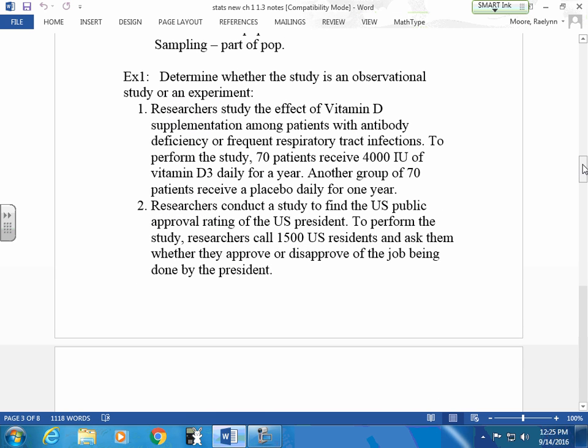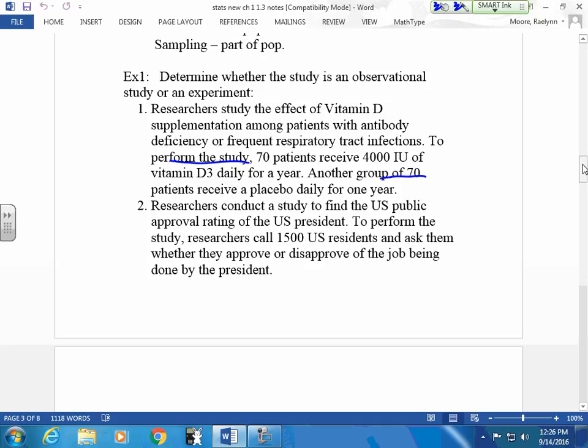So just for instance, to determine whether this is an observational study or an experiment, researchers studied the effect of vitamin D supplementation among patients with antibody deficiency or frequent respiratory tract infections. To perform this study, 70 patients received 4,000 units of vitamin D3 daily per year. Another group of 70 patients receive a placebo daily for a year. So what form of data collection is this? We have observation, experiment, survey, and simulation. Ryan, what would you say? Did you raise your hand?